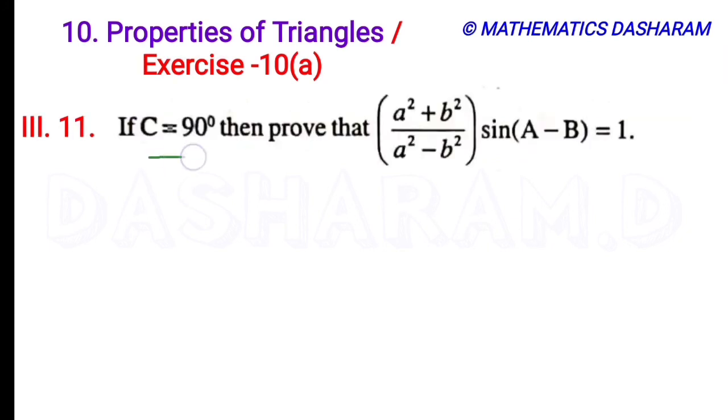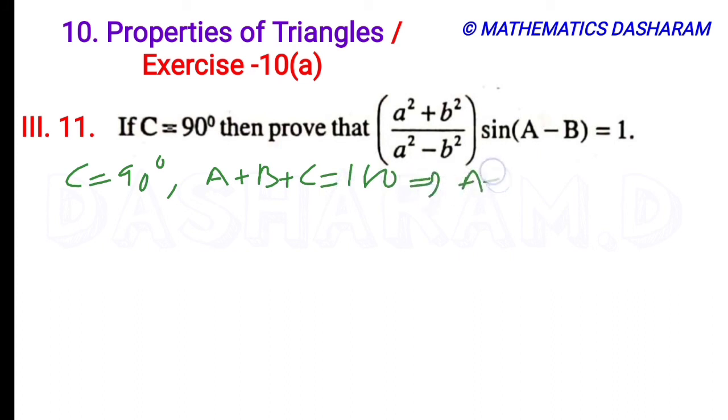11th problem: if C = 90°, then prove that (A² + B²)/(A² − B²) × sin(A − B) = 1. Given that C = 90 degrees, but A + B + C = 180 degrees, from this A + B will become 90 degrees because C value 90 is given.